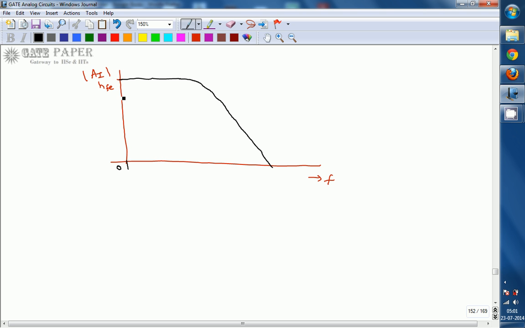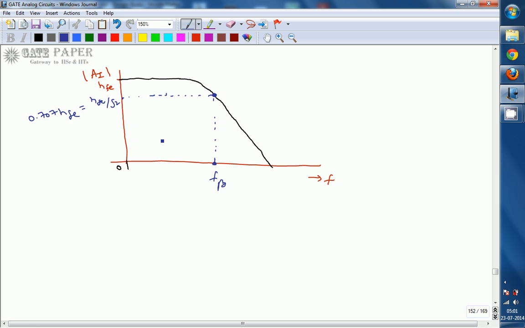Whenever the gain is equal to HFE by root 2, this is the point, and this point is called f beta. At f beta the gain becomes HFE by root 2, which you can write as 0.707 times HFE.